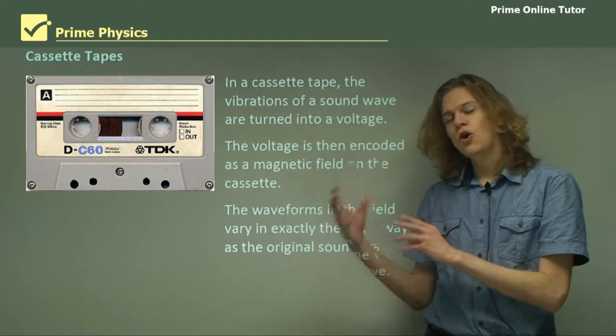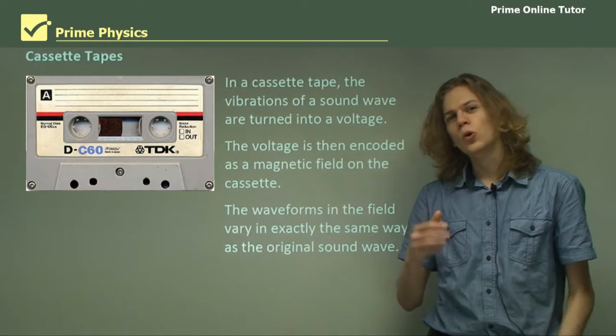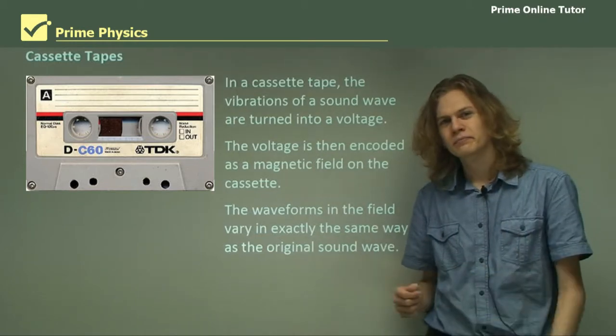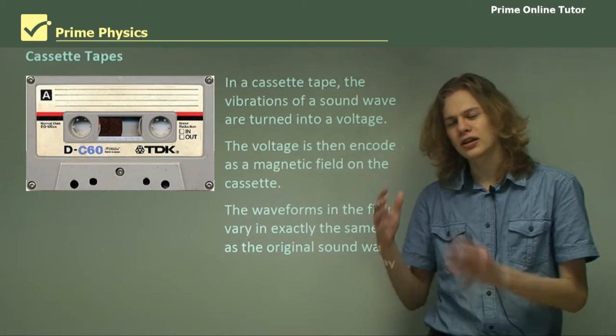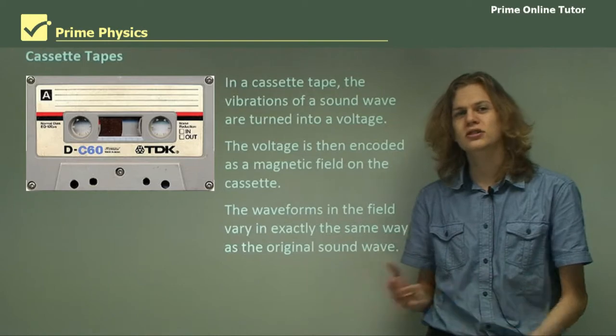And because it's analog data, it means the strength of the magnetic field won't suddenly jump up and down. It'll vary continuously. There won't be any aliasing. It'll just be a continuous smooth shape in the same way as the sound wave is a continuous smooth shape.